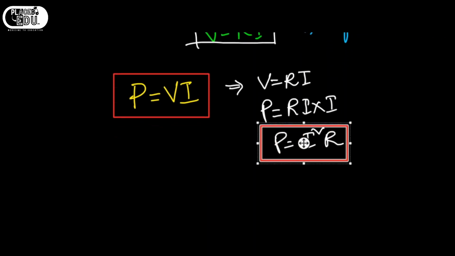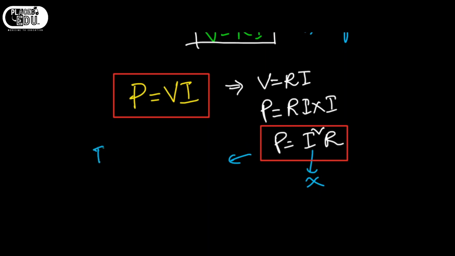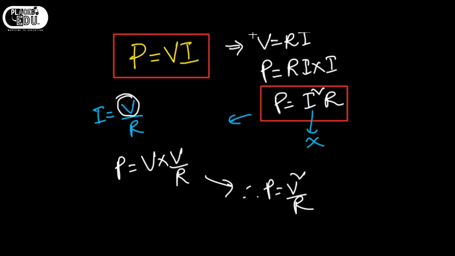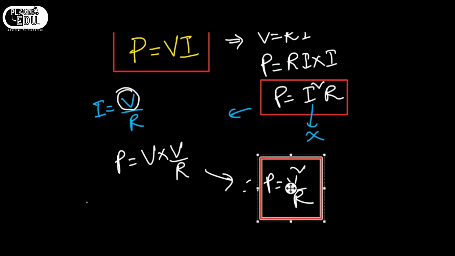Okay. What if I don't know the current? I don't know this value. So what I have to do is I will consider I = V by R. So here I am assuming I know this. So when I = V by R, then P = V into V by R. Therefore P = V squared by R. So whenever I know the voltage, I will get the power.